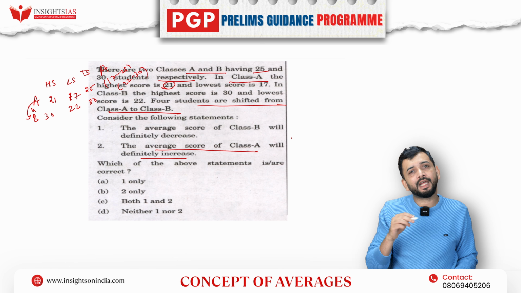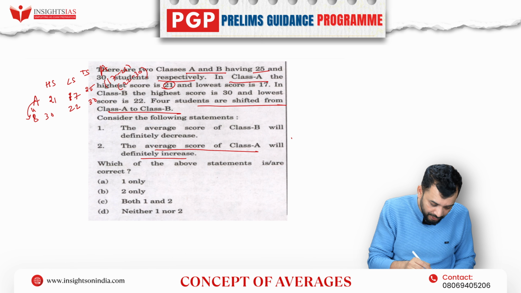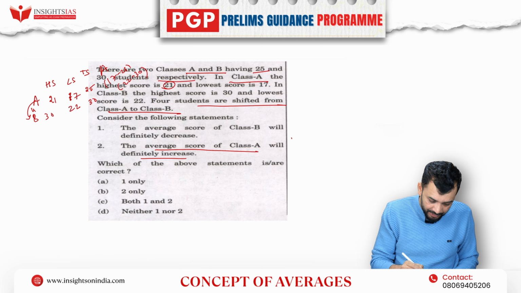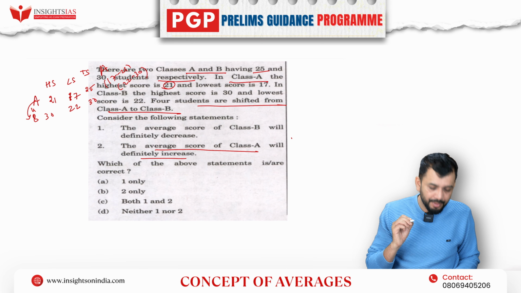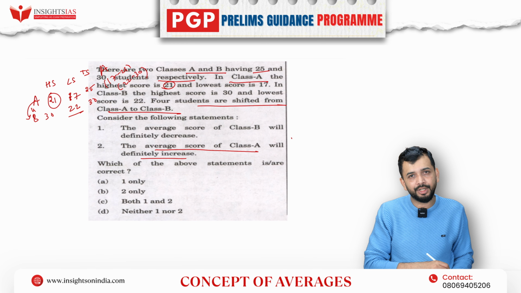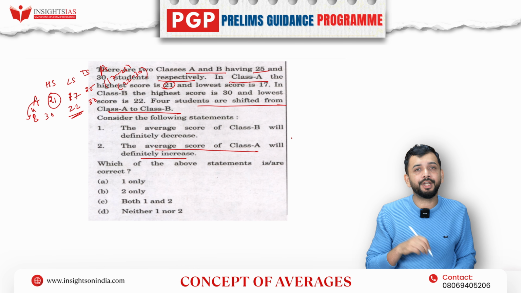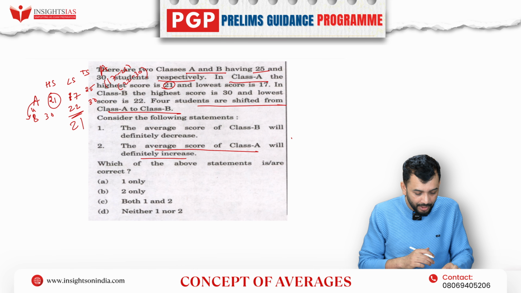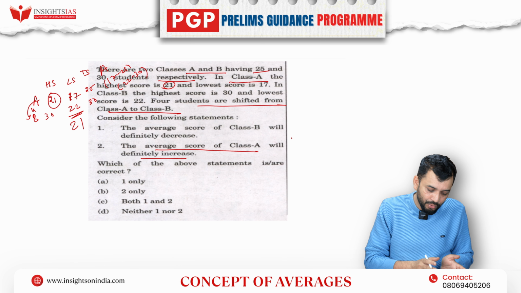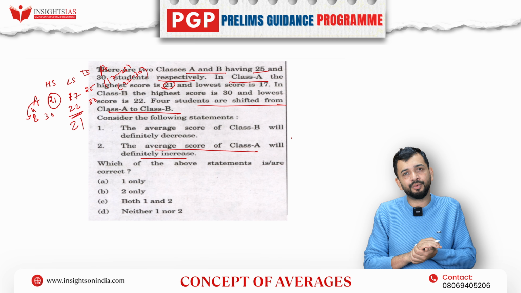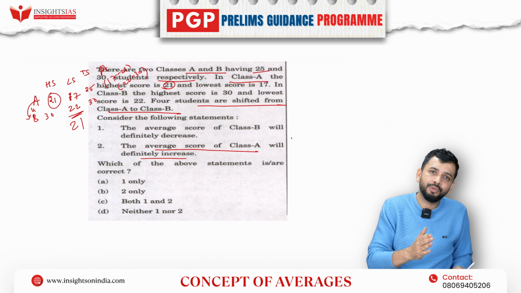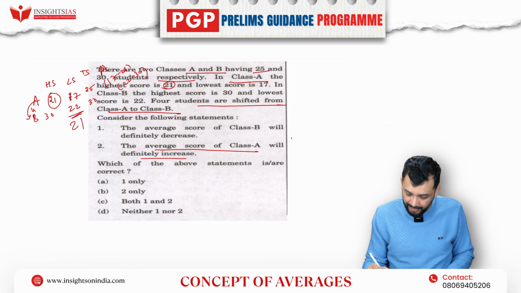First imagine that the highest scoring students are moving. That is, 4 students who are scoring 21 are moving to class B. Initially the lowest score of class B was 22, now the lowest score will become 21. As you are having lesser and lesser scores, what will happen to the average? The average will decrease. So the class B average will decrease in the first case.